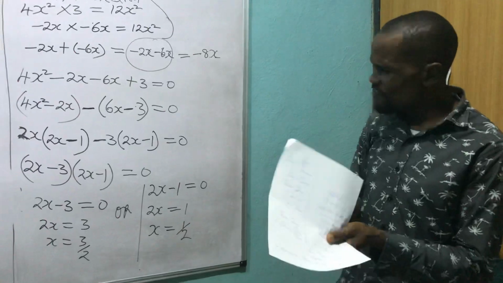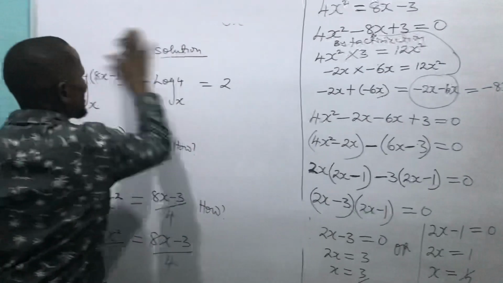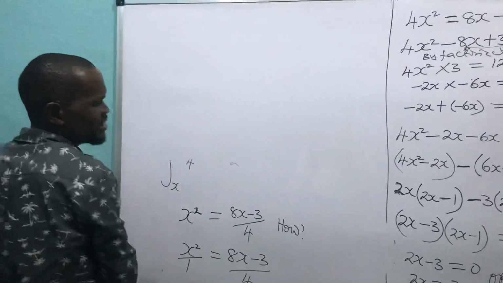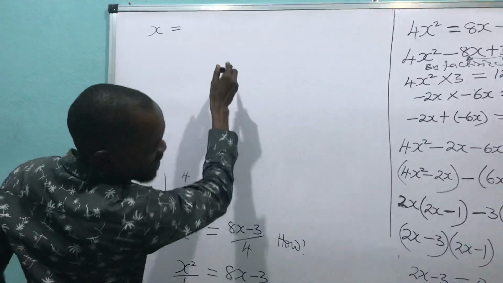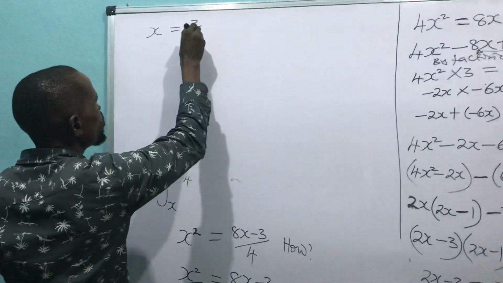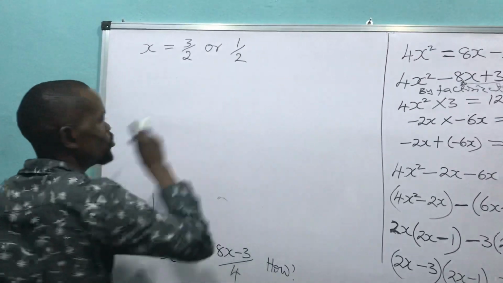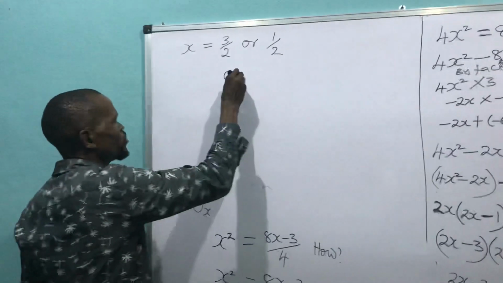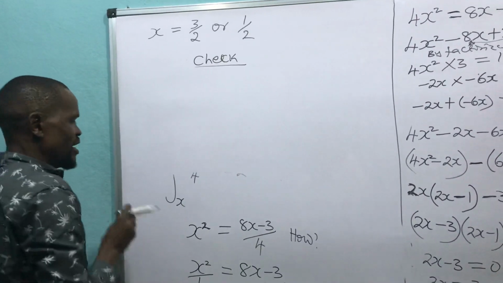Therefore, what I'm having now, can I clean here for us to clear ourselves? I can clean here to complete it. Therefore, what we are seeing now is that the value of x is equal to 3 over 2, or 1 over 2. Then let's just check. We have to check whether what we have done is correct. We are checking. Let's check now.